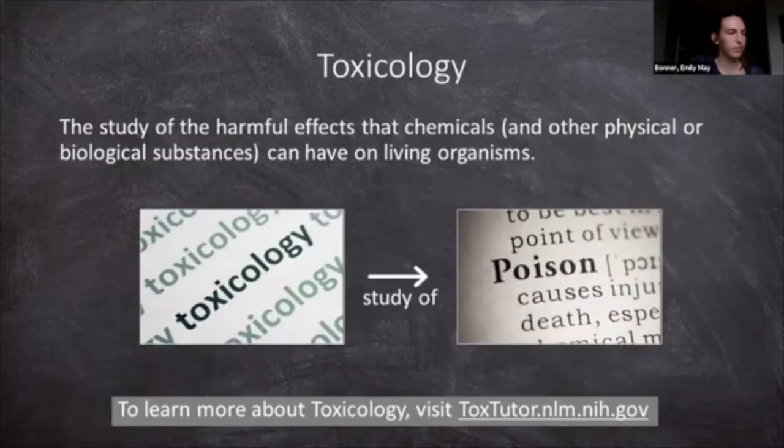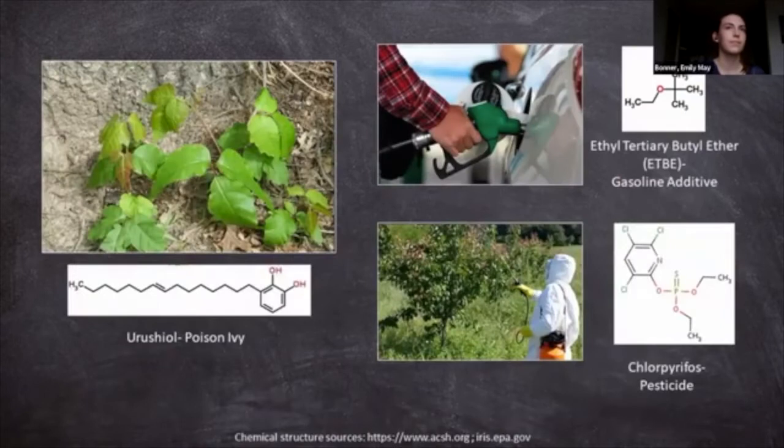The answer is toxicology. Toxicology is the study of the harmful effects that chemicals and other substances we might be exposed to can have on living organisms like you, me, plants, or animals. Some chemicals can occur naturally in the environment, like a chemical called urushiol, which is produced by poison ivy, or may be processed and manufactured by humans, like pesticides we use to keep pests from eating our crops or the gasoline we put in our cars.